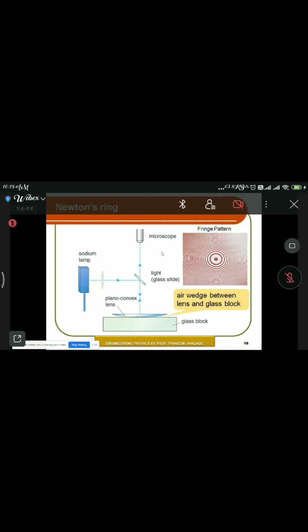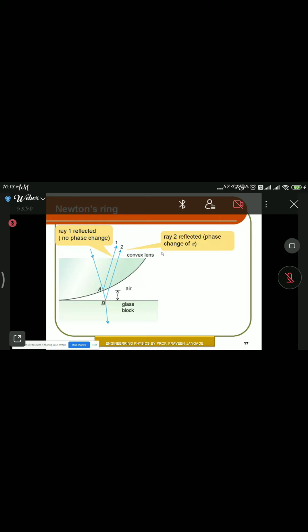Now there are some conditions that we have to understand: how the non-uniform thickness can be used to get the two reflecting rays. You can see here, this is the curved part of the plano convex lens, and there is a plain glass block. In between there is an air medium. The light wave is incident at point A, and ray 1 and ray 2 are formed. Ray 1 is reflected with no phase change, and ray 2 is reflected with a phase change of pi.